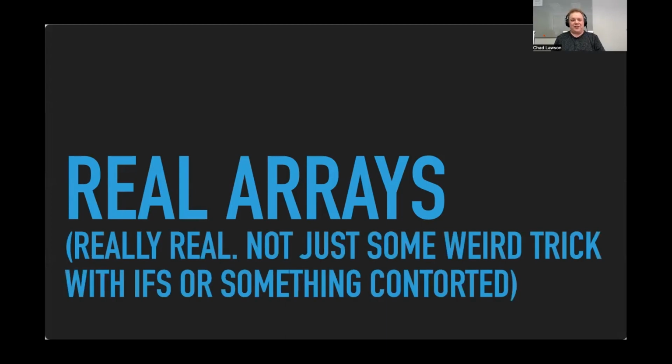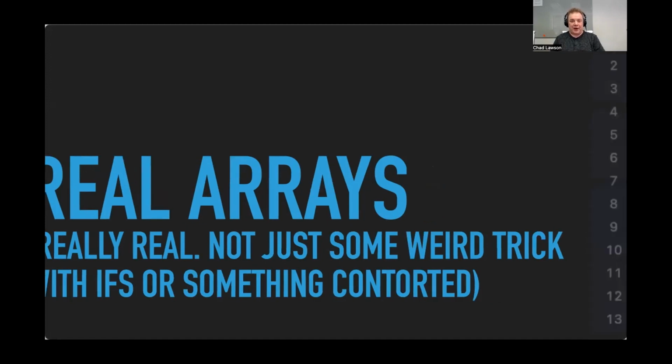First and foremost, we now have real arrays. If you've ever attempted to create a list of things within a shell script, you know that it can be a little difficult to fight at times. So instead of just having some internal field separator trick going on, we have real arrays in Z Shell, the Z Shell that we have on our Macs right now.